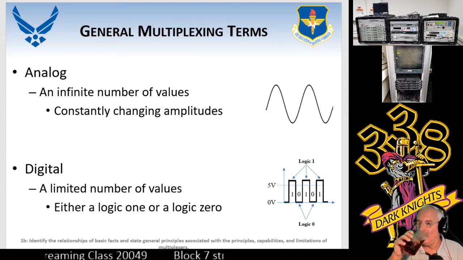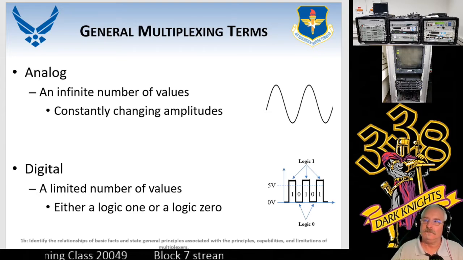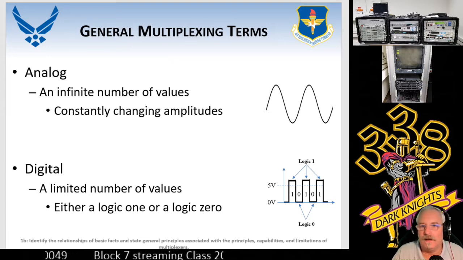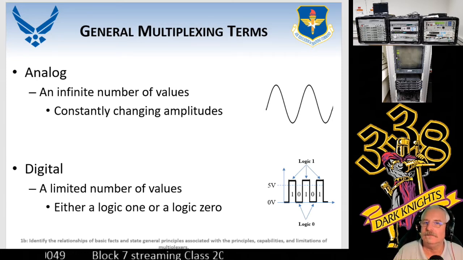Analog. An infinite number of values with constantly changing amplitude. And digital, a limited number of values, either a logic 1 or a logic 0. Now, Juarez, do you know what it means? Can I take a guess? Go ahead. I feel like analog just goes by amplitudes, and digital just goes by 1s and 0s. Yep. Well, you were on the road.